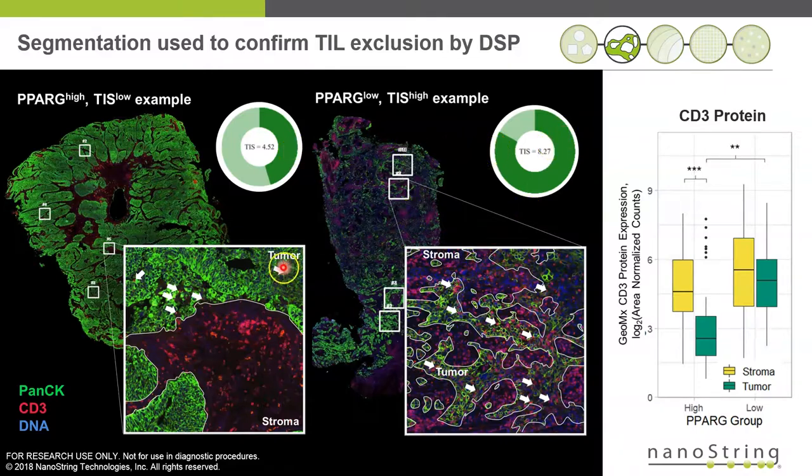They then went deeper into this, staining for pancytokeratin, CD3, and DNA, and then segmenting that sample on each region of interest into the tumor and then the stroma. What this result shows is that if you look between the PPAR gamma high and low, you don't see much of a difference when you look at just the stromal compartment. But when you look at the tumor compartment, you see a significant increase in the CD3 protein population within the tumor itself. So you're getting more infiltration.